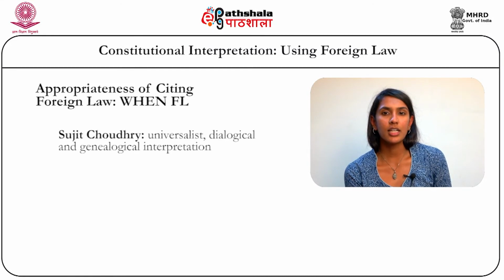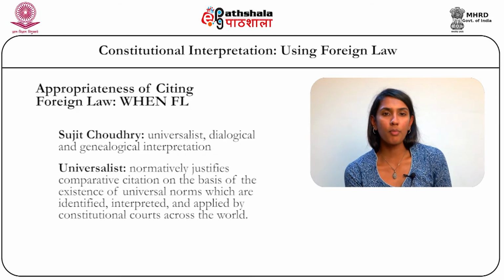Now coming to the second strand of this section, I talk about the appropriateness of citing foreign law, or rather trying to answer the question of when one should cite foreign law. Here I rely on Sujit Chaudhry's three modes of interpretation: the universalist, dialogical, and genealogical interpretation of comparative constitutional law. The universalist model normatively justifies comparative citation on the basis of the existence of universal norms which are identified and interpreted and applied by constitutional courts across the world.